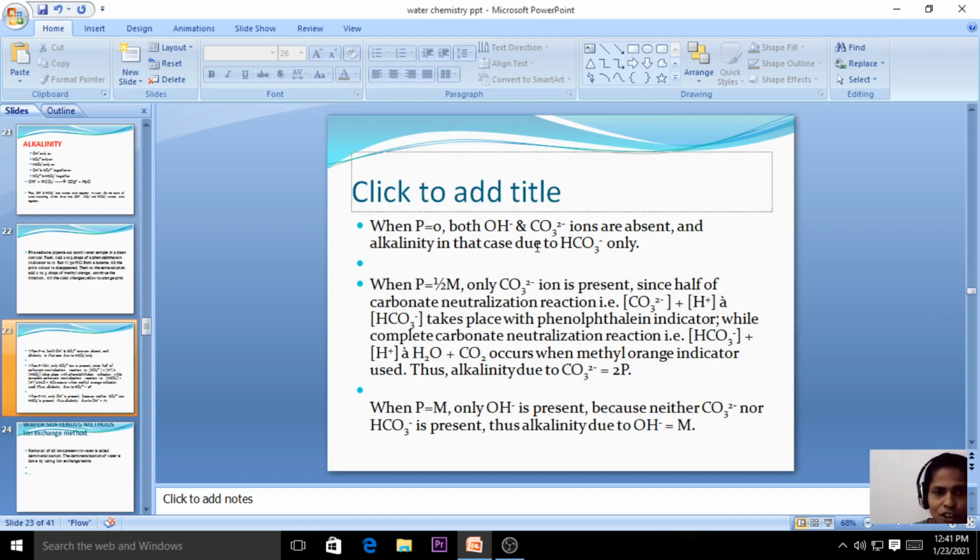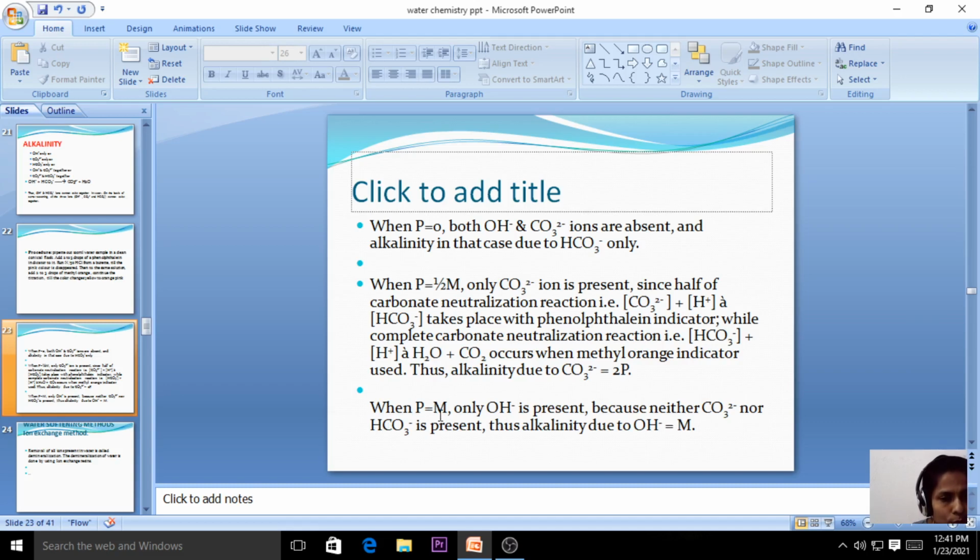That means OH minus ions are not present. On the left side we have half carbonate, on the right side also we have half carbonate. That means carbonate ions are present. On the left side we don't have bicarbonate, on the right side we have bicarbonate. That means bicarbonates are not present. Whatever ions are present at the LHS, the same ions should be present at the RHS to identify which ions cause alkalinity in such relationships. So here, carbonate ions cause alkalinity.